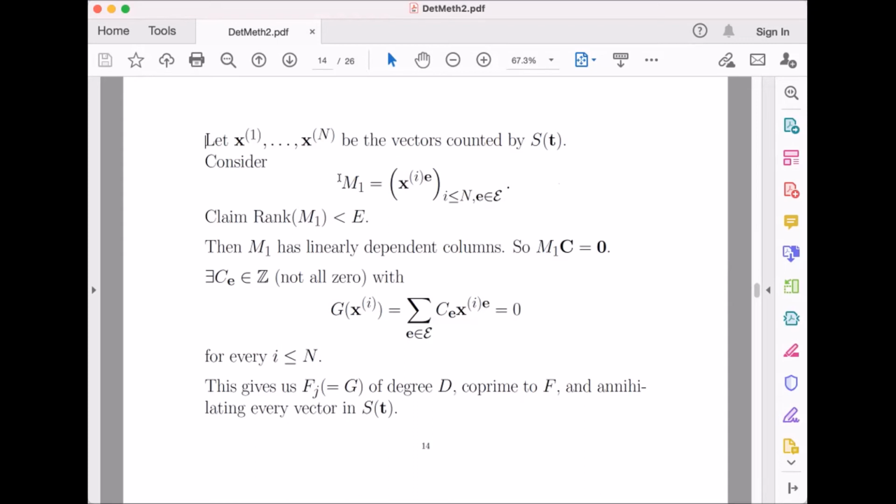And we write down this matrix M_1. It's got capital N rows, each indexed by one of these vectors x_i, and capital E columns given by the various monomials. So it's an N by E matrix. And the big claim is that this has rank strictly less than E. So the columns, we claim, are linearly dependent.